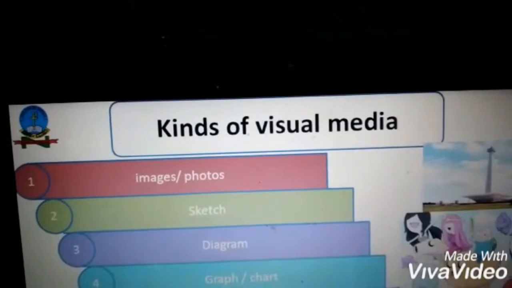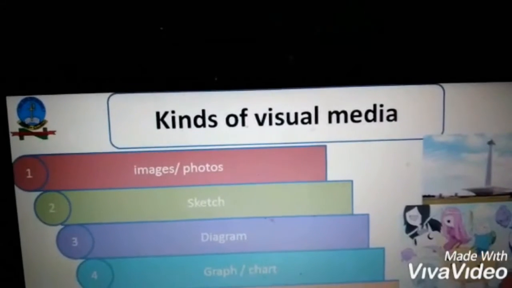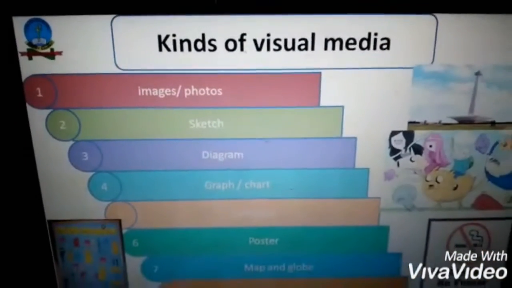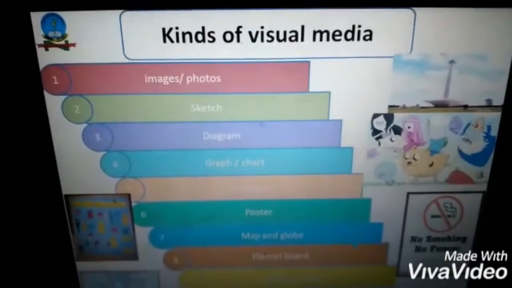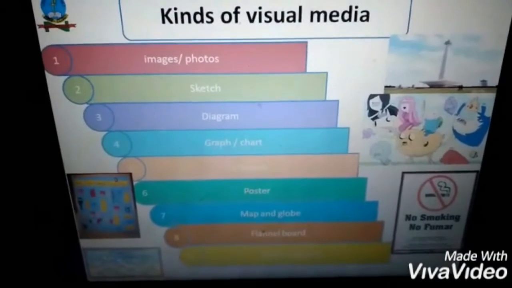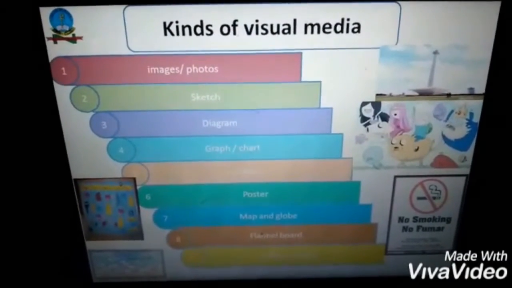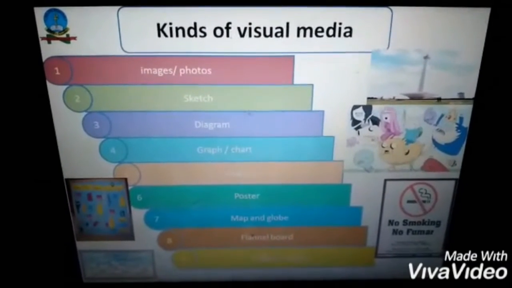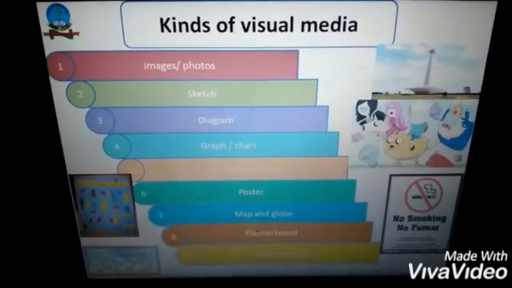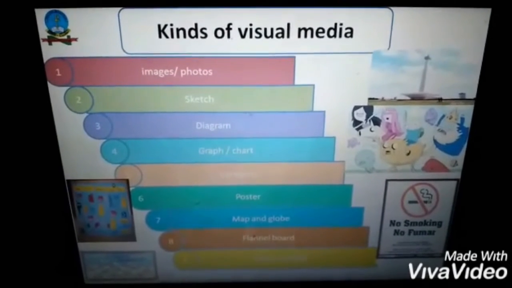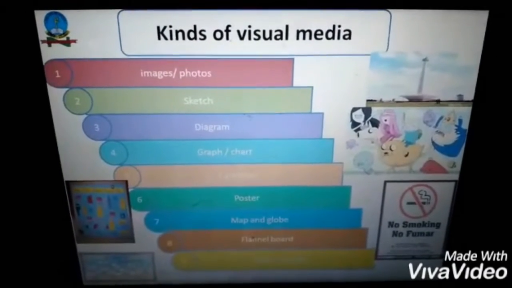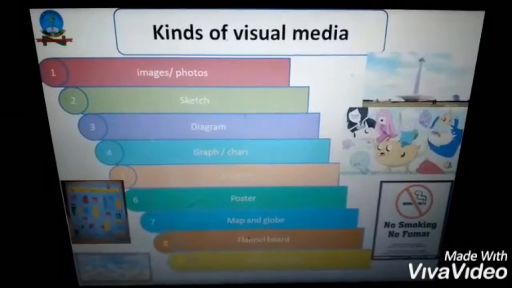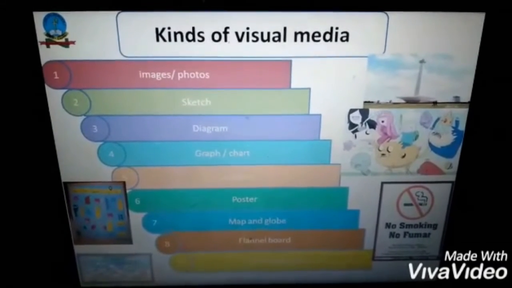Or maybe another picture that makes the student interested in writing. And then there are sketches, diagrams, graphics, charts, cartoons, posters, maps or globes, flannel boards or bulletin boards. All of them are kinds of visual media that can be used. For example, making a poster or a flannel board so that they are interesting. They can learn the material, especially in writing. They can learn through the object. They can use it. They can see it.